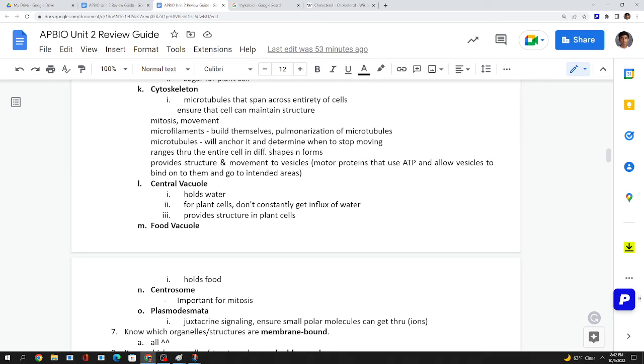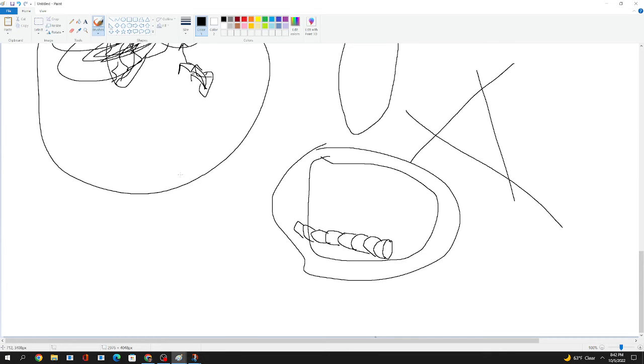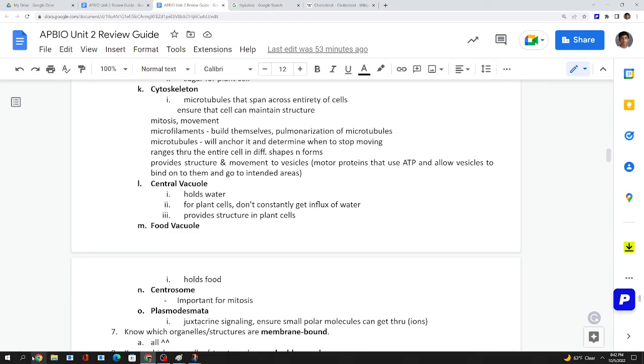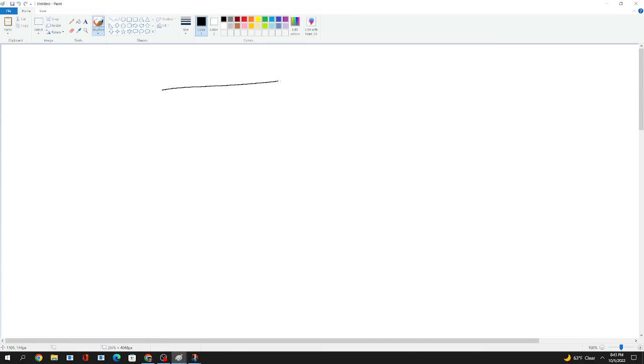Next up, central vacuole. These are mainly in plant cells. They are used basically to hold water. When you have too much water, they flush water out, and when you have too little water, they just try to store as much as possible for the plant's benefit. If you think of a plant, and by the way, this takes up the majority of the volume of a plant.